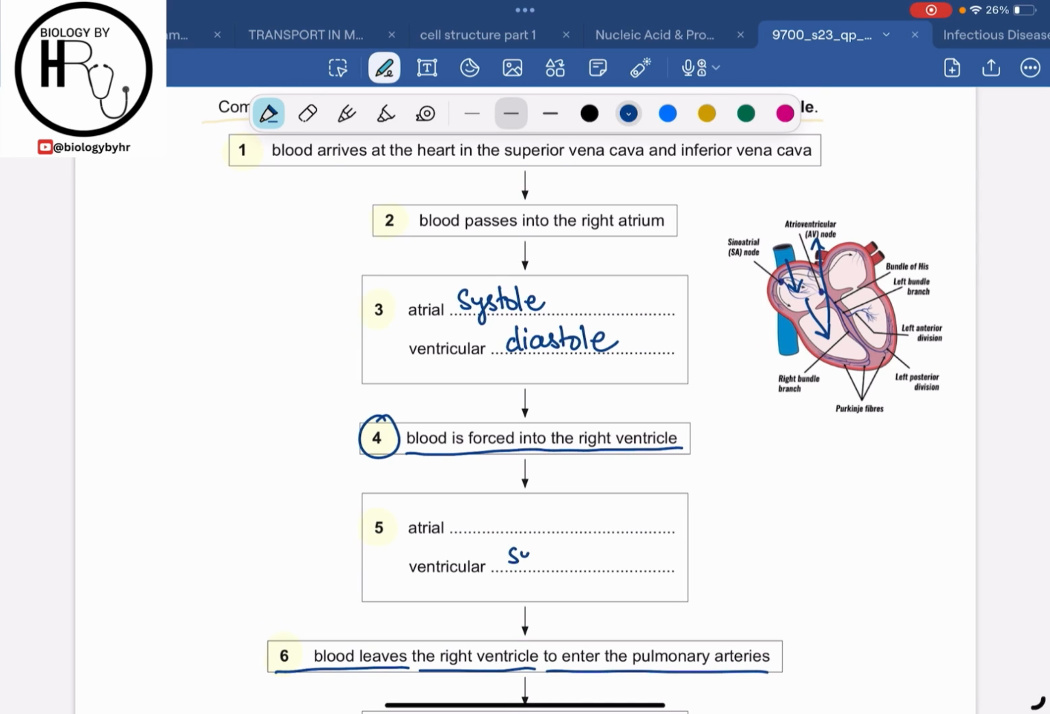So the ventricles are going to contract, so we are going to write ventricular systole, and when the ventricles contract, they are going to pump the blood into the pulmonary artery on the right side and the aorta on the left side. And obviously the atria will stay in a relaxed state, it is going to stay in the diastole.